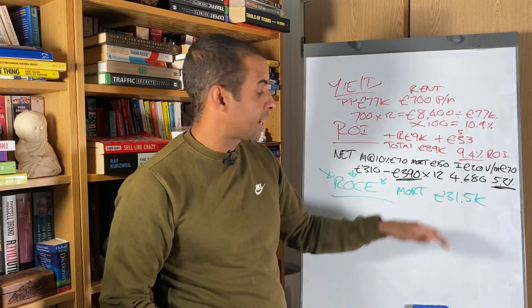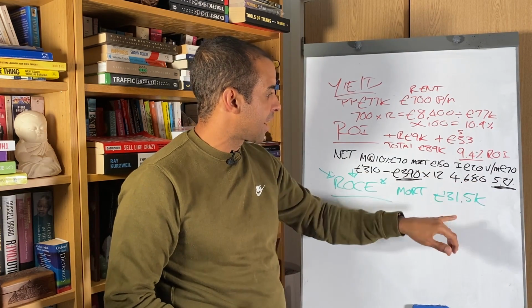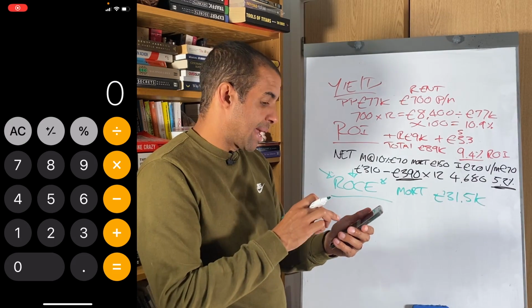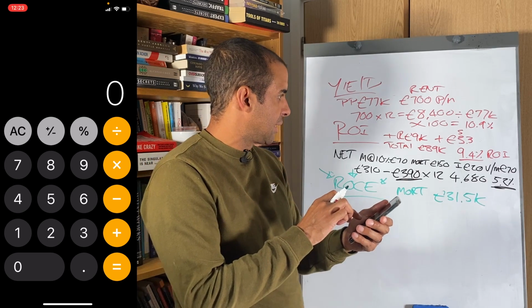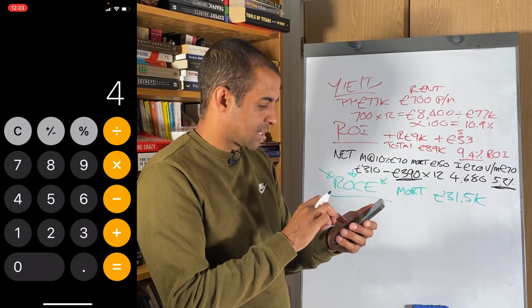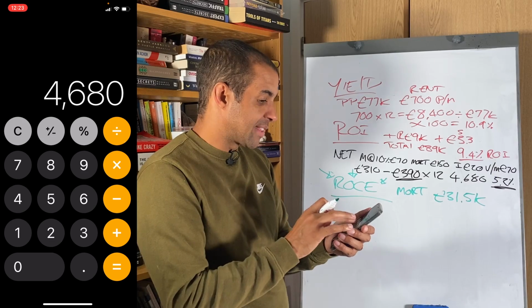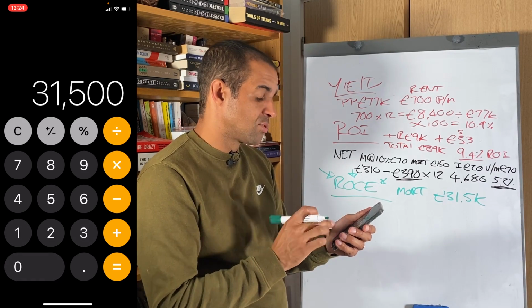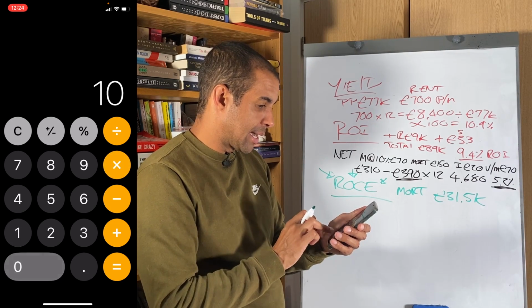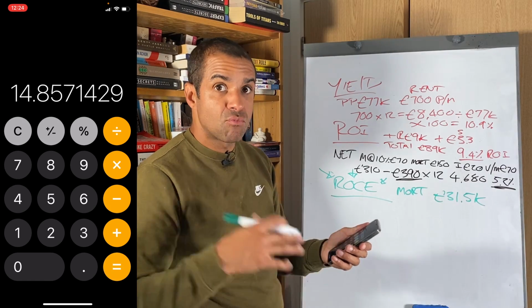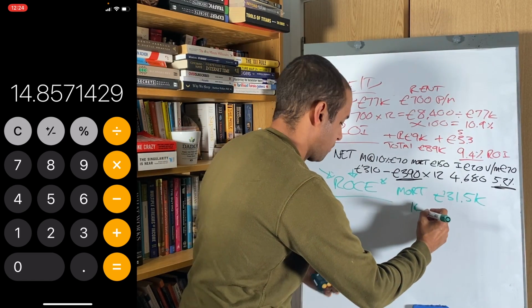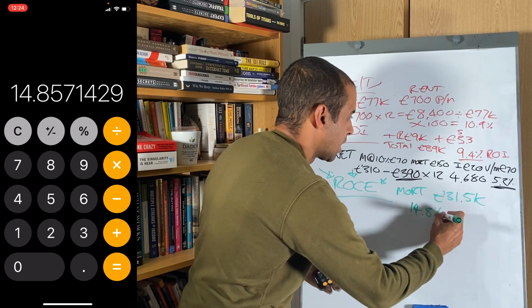So then you do the same calculation with your net yearly profit compared to this 31.5k. So this calculation would change. You'd say 4,680, your net income, divided by 31,500, and then you would do the same again, times it by 100. And this equals a 14.8% return on capital employed. So this shows you how hard your capital is working.